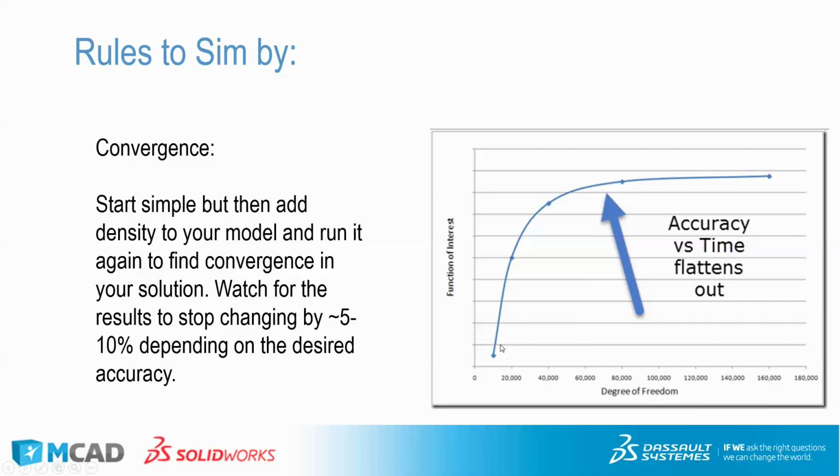So what we'd like to see is start out with a draft quality mesh down here. Quick and dirty, runs fast, lets us know if our simulation is running correctly. Then start to increase the degrees of freedom and see if you can find where your information is leveling out, right? And as soon as it stops changing by 5 to 10%, we consider that converged, depending on the accuracy you need. And really, this is a balance between the accuracy you need versus the time it takes to solve this.